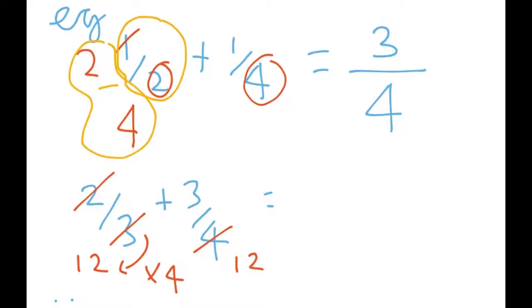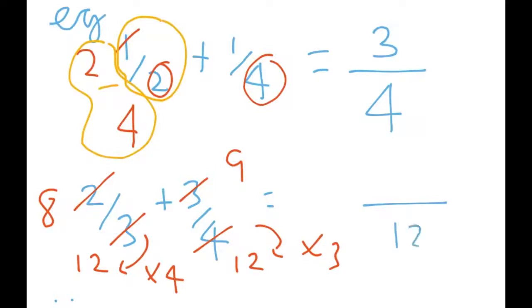So I now have to do the same thing to the top. So 2 times 4 is 8. In the 3/4 fraction, how do I get from 4 to 12? I times by 3. So I need to do the same thing to the top. So 3 times 3 is 9. Now in my answer, I'm going to have the same denominator, the common denominator, which is 12. And the top of the fraction, well, now I just add the two numerators. So the 8 over 12 plus 9 over 12. So the 8 plus the 9 is 17 over 12. And that is my answer.